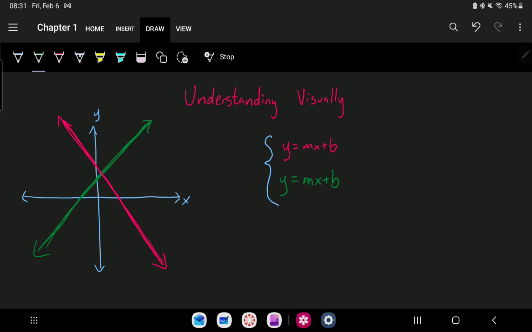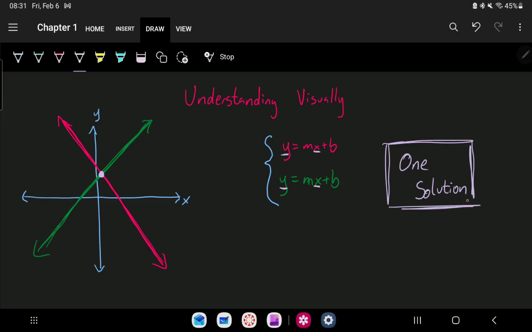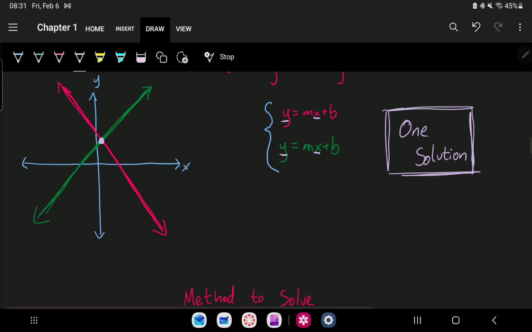Well, there is exactly one point on this graph where x and y will produce the same solution. The x point and the y point will satisfy this system of equations simultaneously. So something like this is going to be our one solution category. There's only one solution to this system of equations, which will make this consistent.